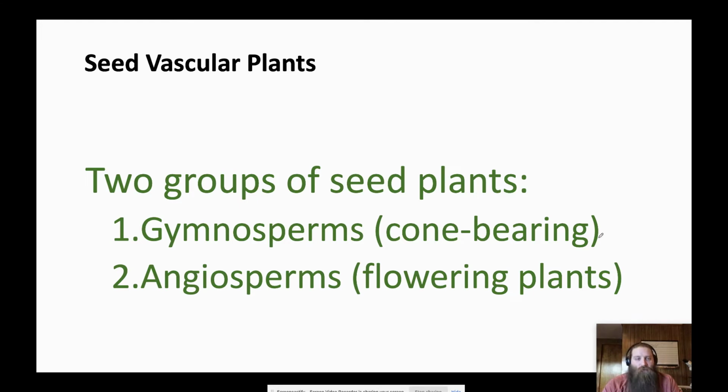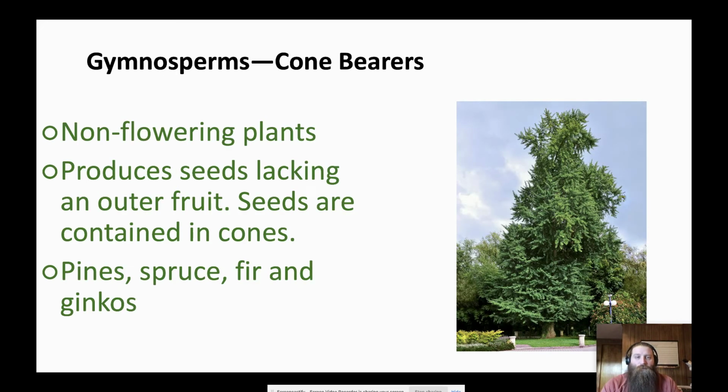Now, our seeded vascular plants, or plants that produce seeds, are broken into gymnosperms and angiosperms. Gymnosperms produce cones. Angiosperms produce flowers. Now, there's only 4 gymnosperms alive today that are out there in the wild. They are the pine trees, the spruce trees, the fir trees, and the ginkgos. All right, this is a ginkgo here in the picture.